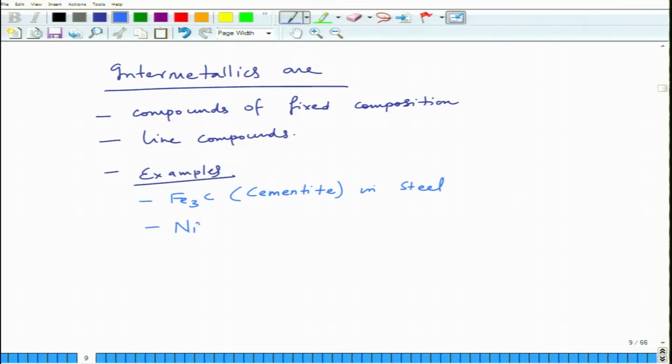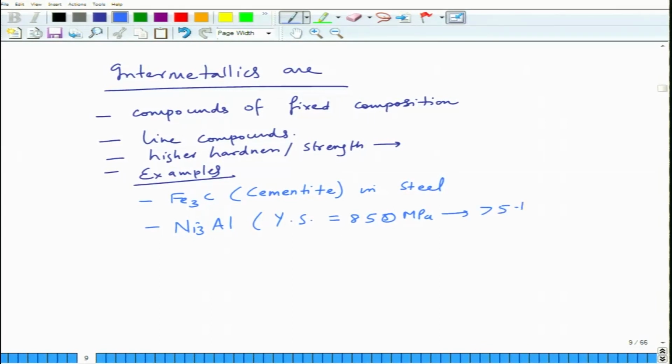A lot of times you have the Ni3Al nickel aluminum system. Another thing is that these line compounds are very strong. They have much higher hardness and strength over host lattices. For example, Ni3Al has a yield strength of the order of 850 MPa. This is nearly 5 times more than stainless steel, SS.